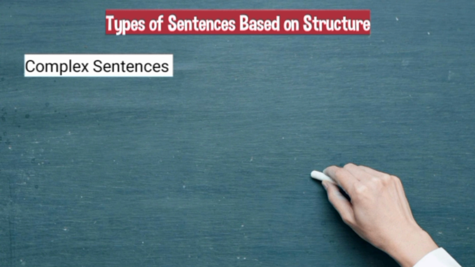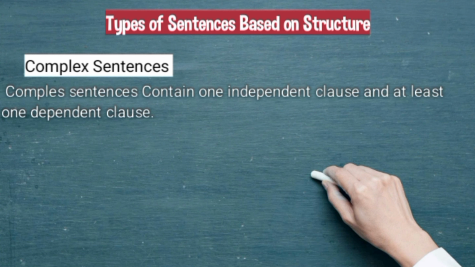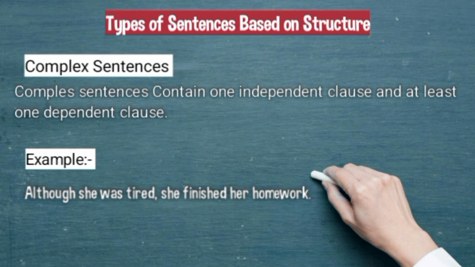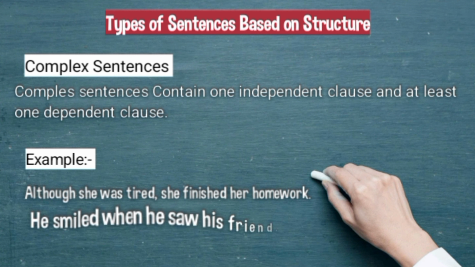Number 3 is complex sentences. Complex sentences contain one independent clause and at least one dependent clause. For example, although she was tired, she finished her homework. He smiled when he saw his friend. And complex sentences add depth and detail to your writing.